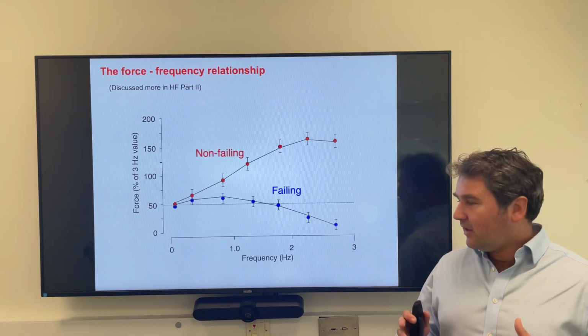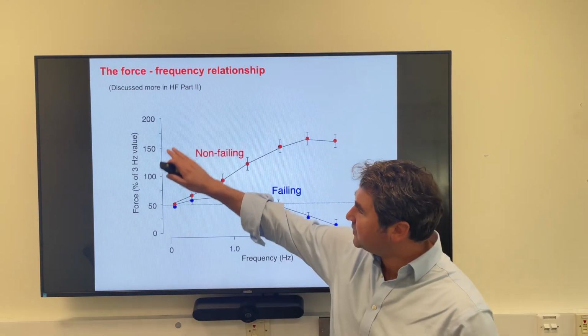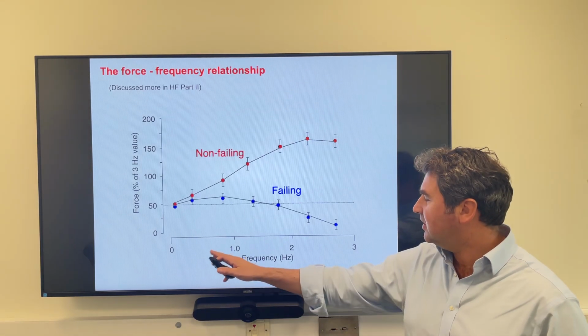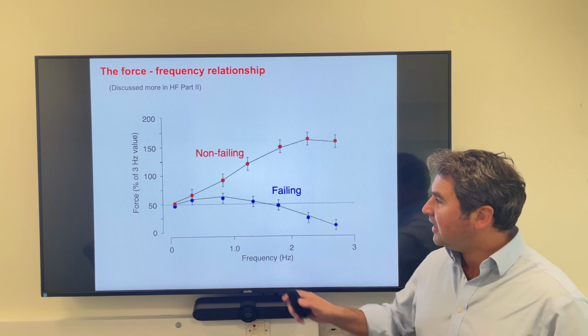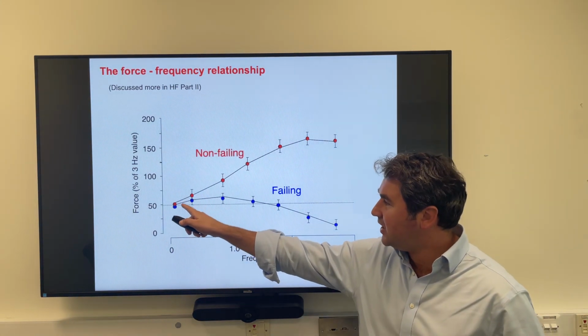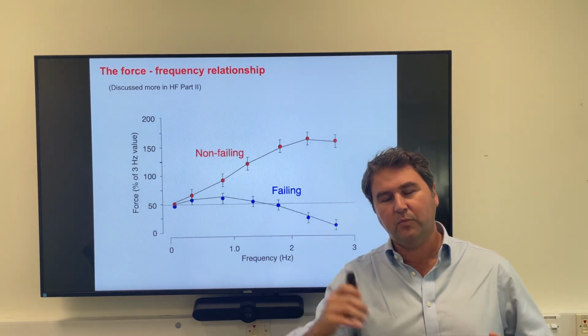So here we have the data on a graph. You can see the force of contraction on the y-axis, the heart rate or the frequency on the x-axis. Now in a non-failing heart, so in a healthy myocardium, as you increase the heart rate, you increase the force of contraction, obviously up to a point.